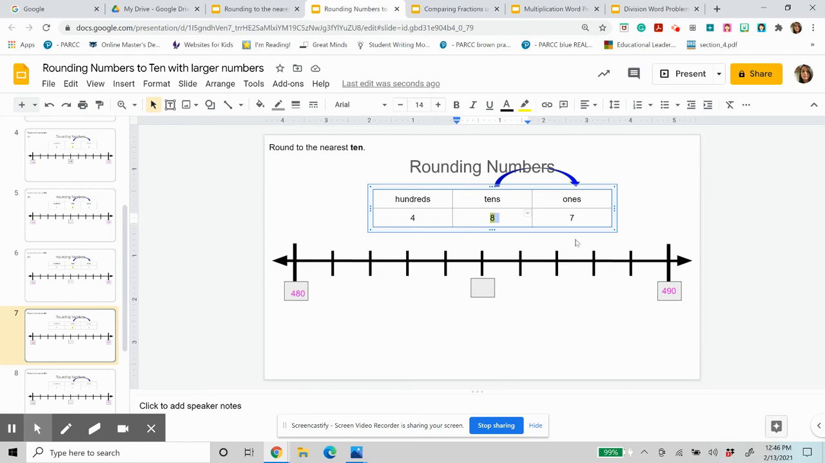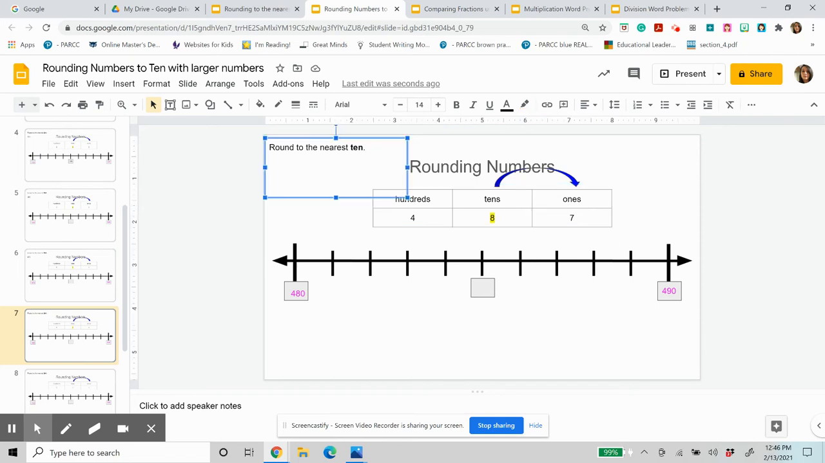So now we want to look at our deciding factor, our deciding number. It's a 7. 7 is bigger than 5, greater than 5, more than 5. Again, however you want to say it. So we're going to go with the bigger number. So 487 rounded to the nearest 10 is 480. Nope, 490. Hope you caught me there. Good.